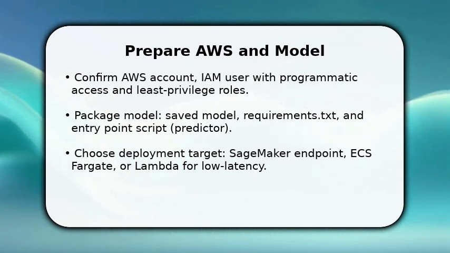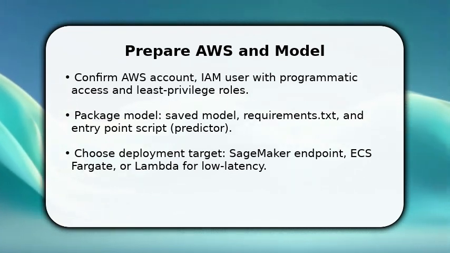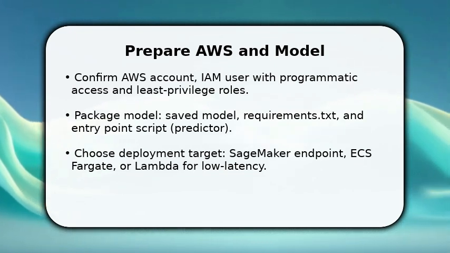Once done, pick the deployment target based on latency and cost: SageMaker for managed endpoints, Fargate for containerized services, or Lambda for lightweight, event-driven inference.